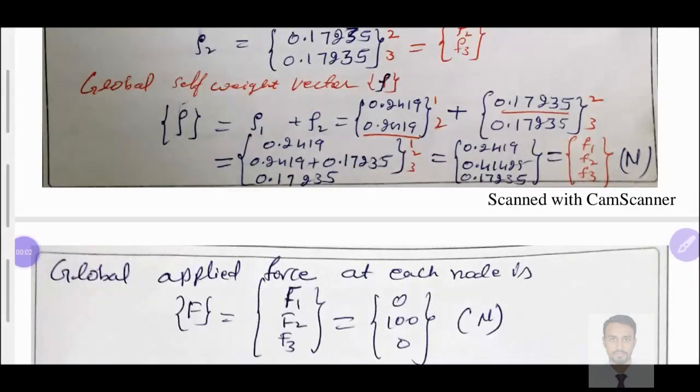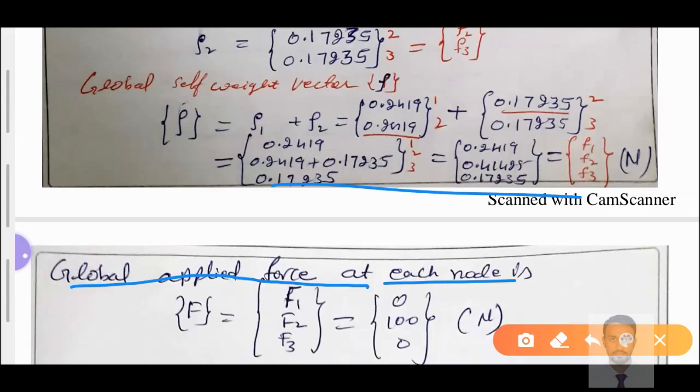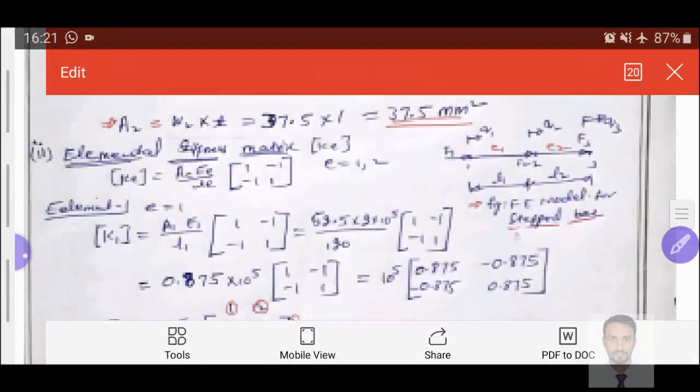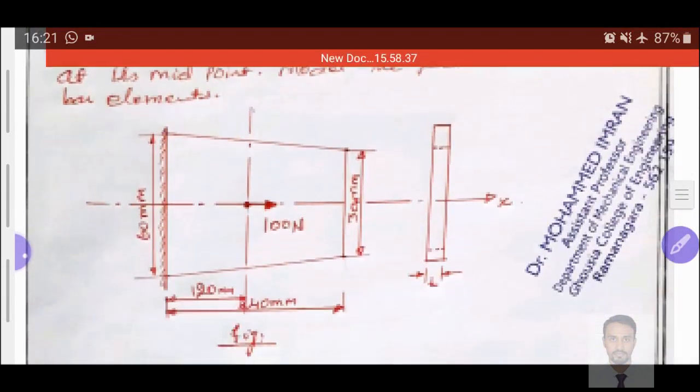After getting the global force vector due to self weight, we'll find the global applied force at each node. We know that at each node we have a force in the given problem.